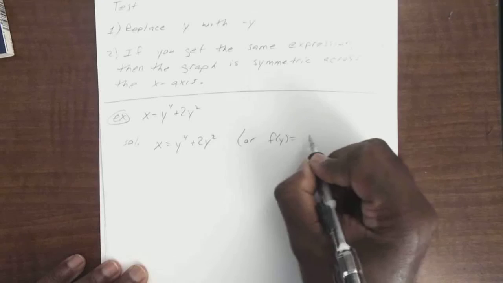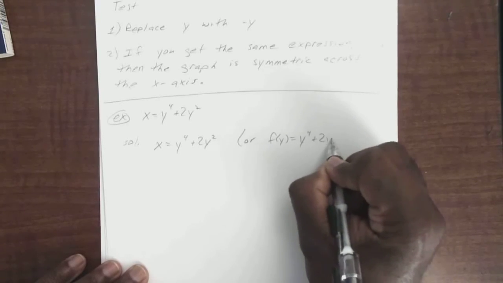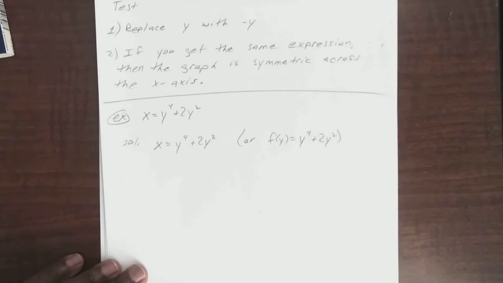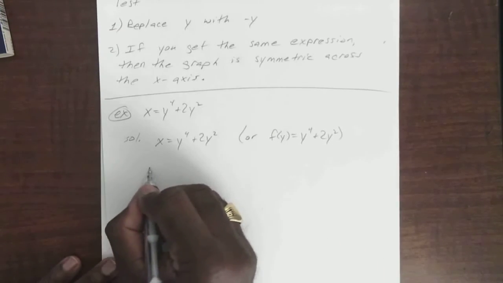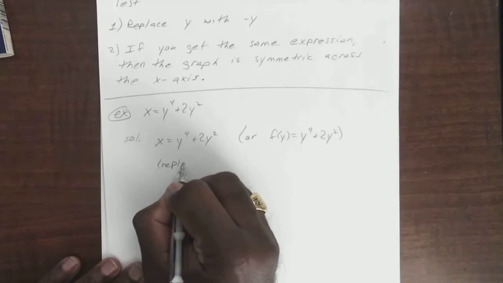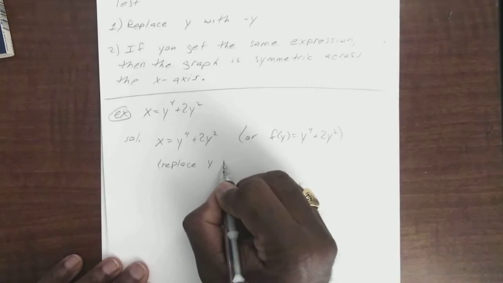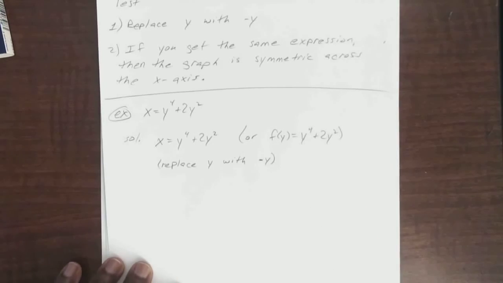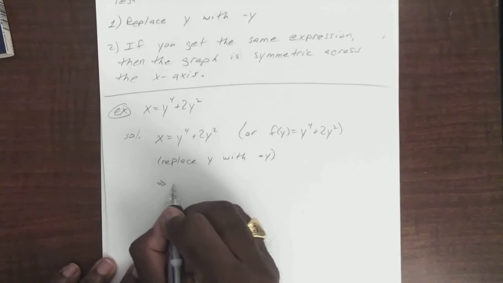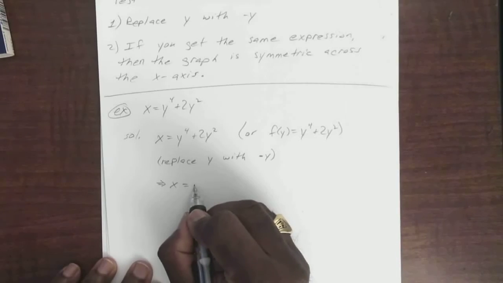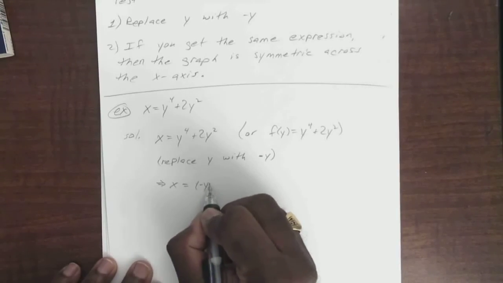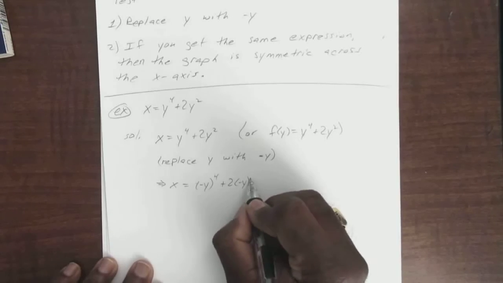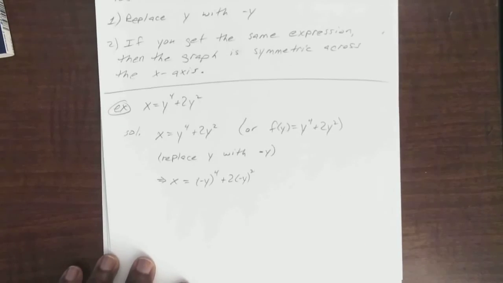So we have a function of y equals y to the fourth plus 2y squared. Like I said, strictly optional if you want to write it that way. So if we replace y with negative y, that means you have x is equal to negative y to the fourth plus 2 times negative y squared.